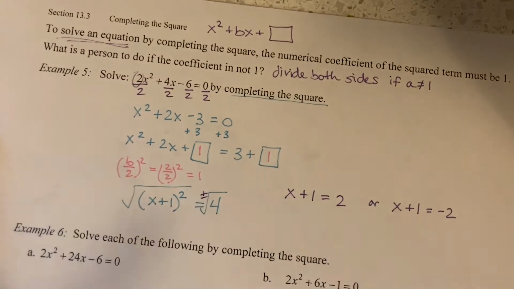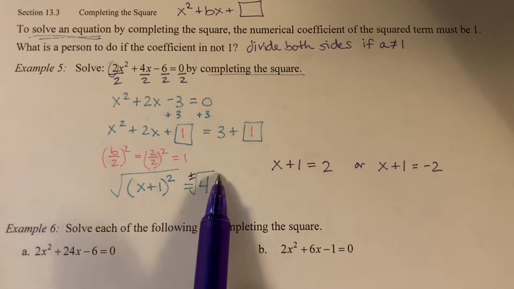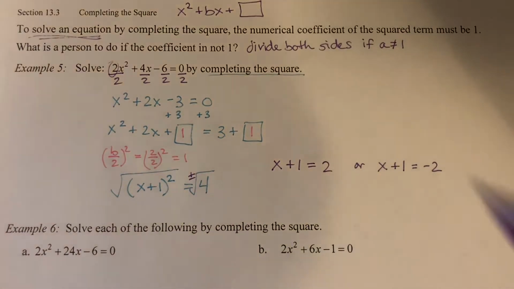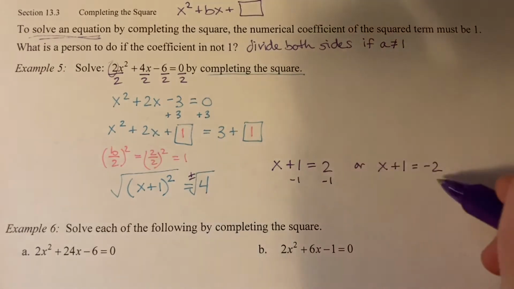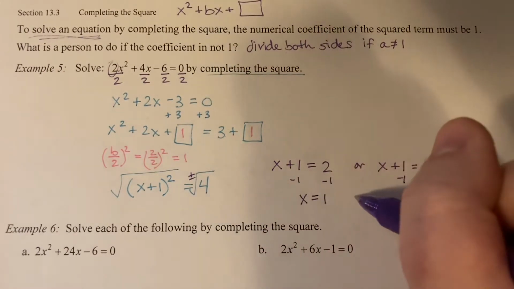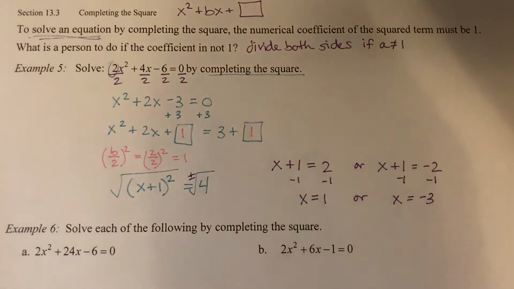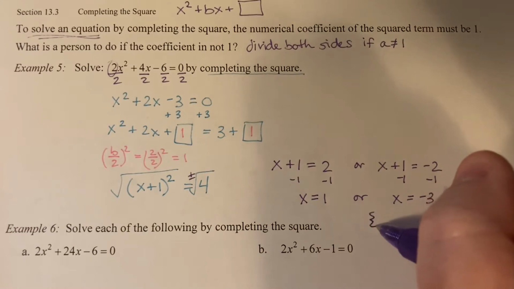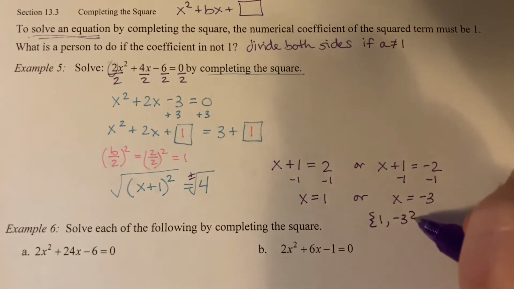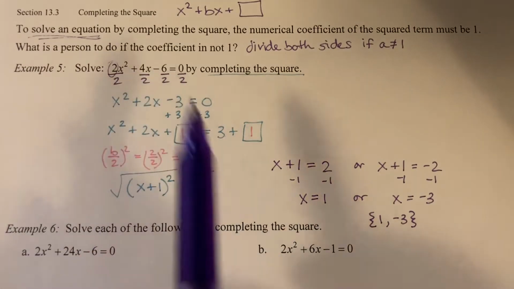That's what that plus or minus does. Square root of 4 is 2, positive or negative. Subtract 1 from both sides, and we get x is 1 or x is negative 3. So those are our two solutions. We can put them in curly brackets to join them together here. And both of these we could check by plugging into the original equation.